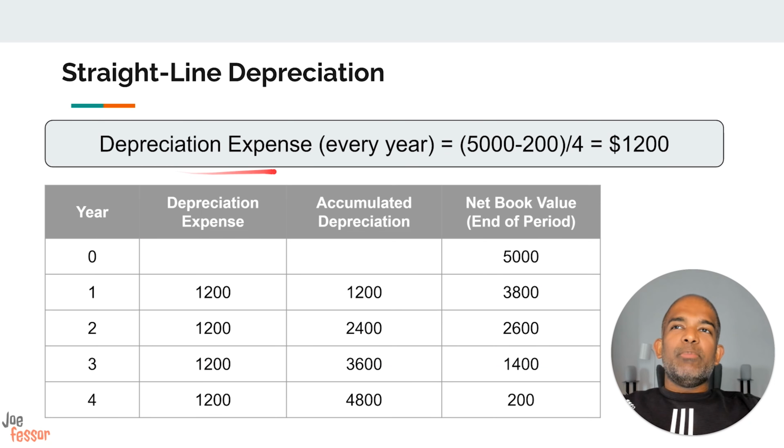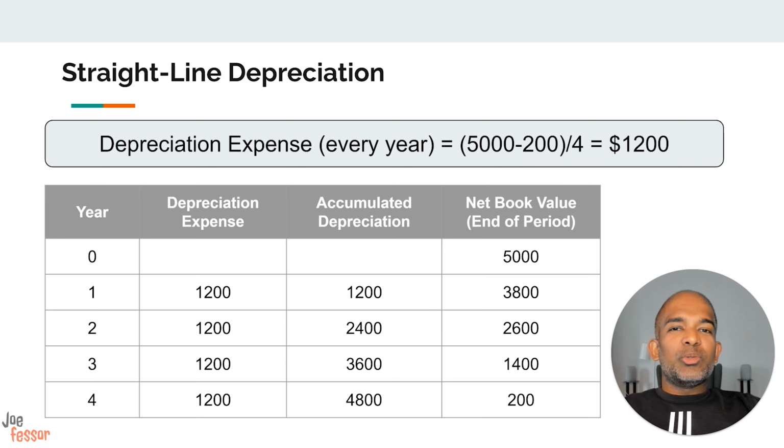The first step would be to calculate the depreciation expense every year. So the cost of the tech equipment which was purchased is $5,000, minus the residual value at the end of 4 years. The residual or salvage value at the end of 4 years is $200. So 5,000 minus 200 is $4,800.